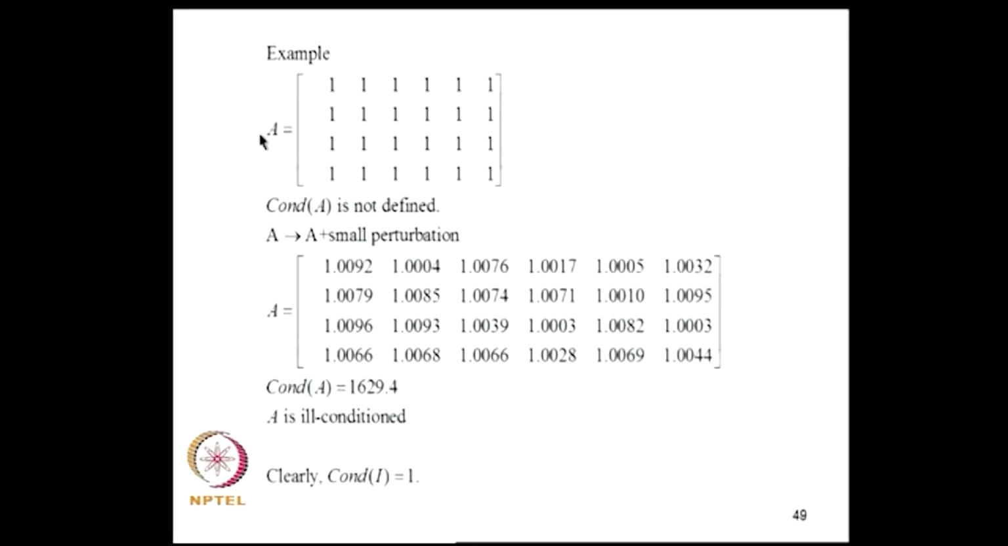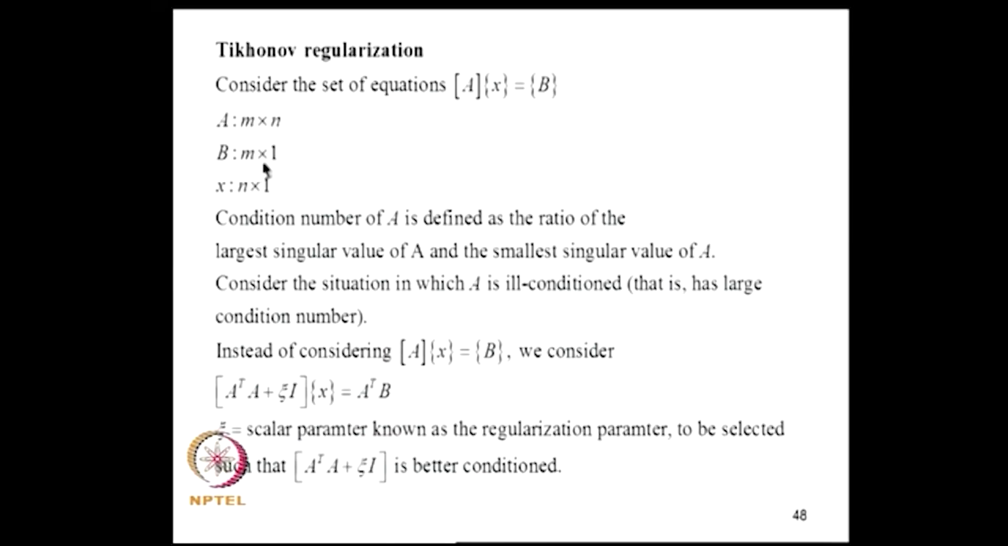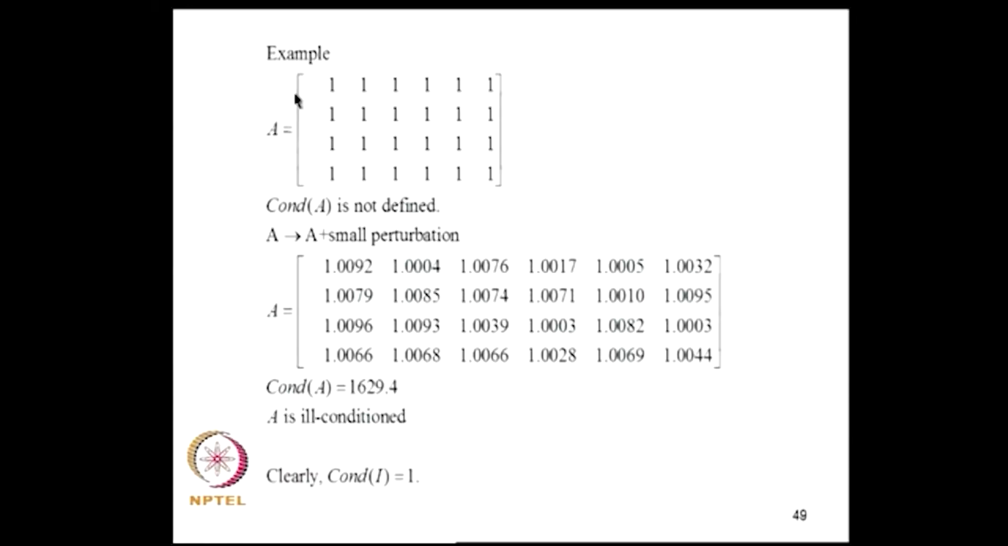Consider this set of equations Ax equal to b. A is a matrix m cross n, b is m cross 1, x is n cross 1. Now, we define the condition number of A as the ratio of the largest singular value of A and the smallest singular value of A. Before I proceed, I can take a simple example. Suppose I take A to be a 4 cross 6 matrix of ones, the condition number of A is not defined, because the lowest singular value is 0, it is rank deficient.